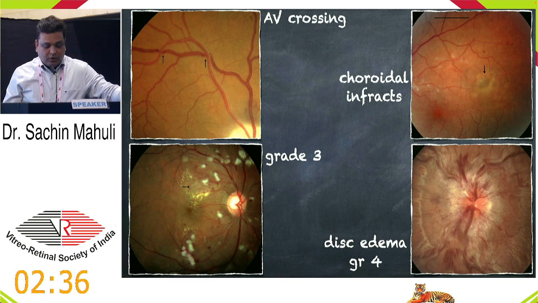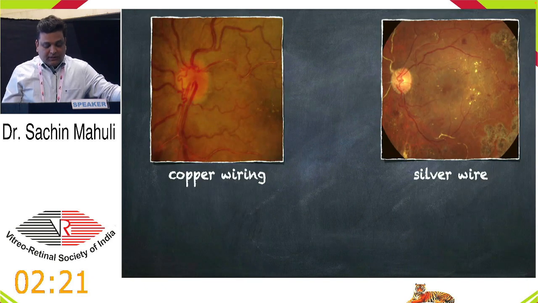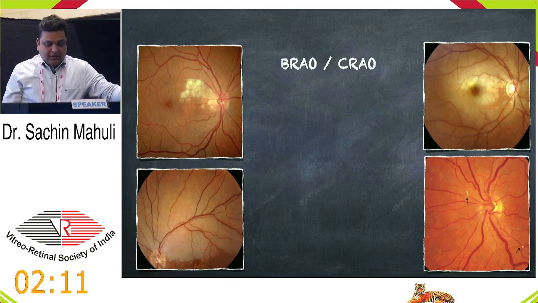Hypertensive retinopathy is the more common one and will be underdiagnosed in many cases, right from AV crossing changes to choroidal infarct, grade 3 hypertensive retinopathy, with a lot of cotton wool spots and hemorrhages, with star-shaped fan exudation and disc edema. Sometimes we also see copper wiring of the retinal blood vessels, and in advanced cases silver wiring, what we call complete thrombosis of the retinal arteries.